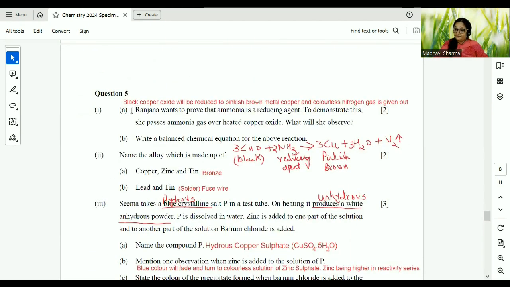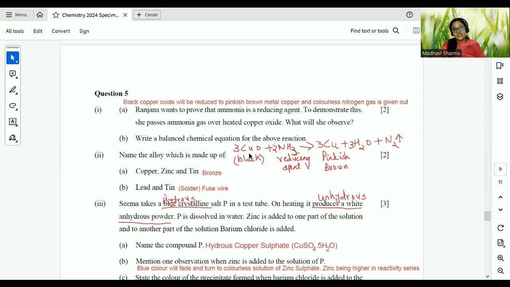Question number 5. Ranjana wants to prove that ammonia is a reducing agent. To demonstrate this, she passes ammonia over heated copper oxide. What will she observe? The black copper oxide will be reduced to pinkish brown metal copper, and the colorless nitrogen gas is given out. Give a balanced equation for the above.